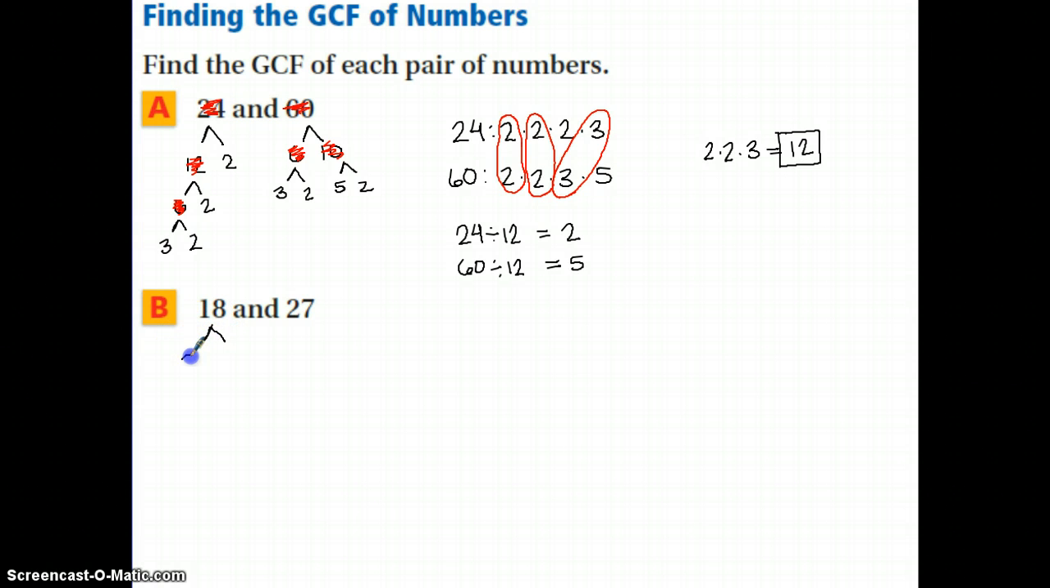18 can be divided into 3 and 6. 6 can be broken down into 3 times 2. 27 can be broken down into 9 times 3. And 9 can be broken down into 3 times 3.